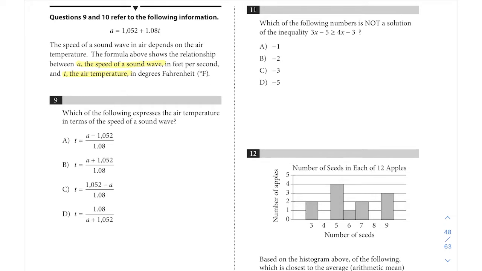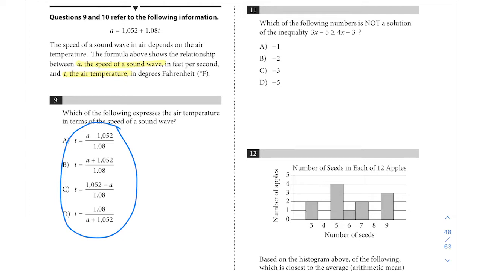Which of the following expresses the air temperature in terms of the speed of a sound wave? And the most important thing that you can do on any math question to give yourself some framework of what they're asking you is to preview the answer choices. Just take a quick look and see how the answer choices are displayed. And here we can see that every answer choice isolates T.